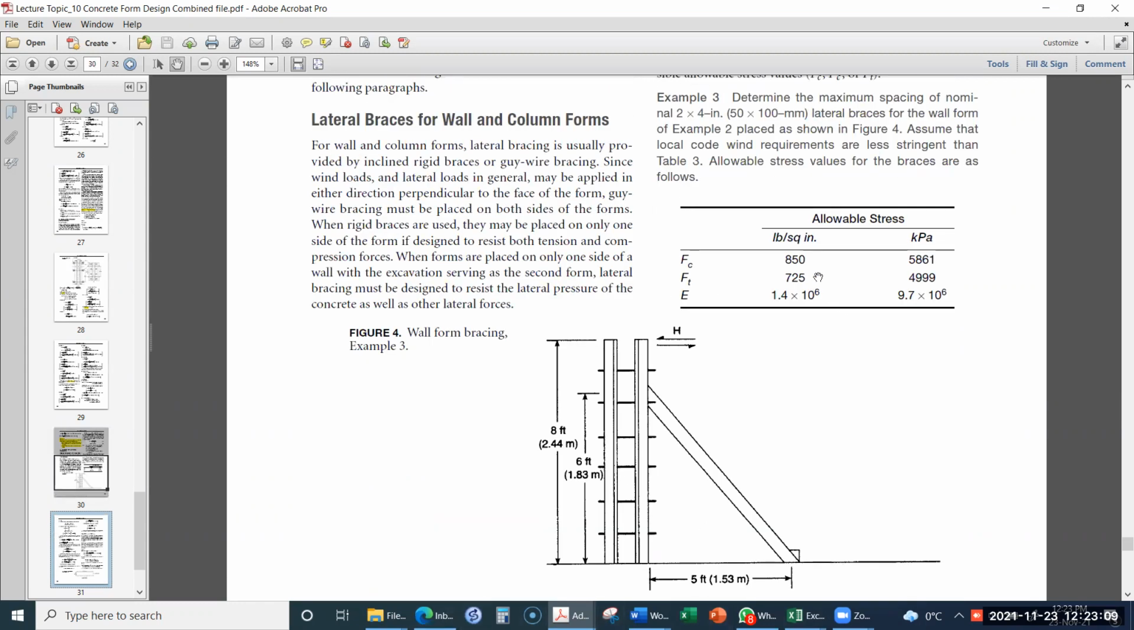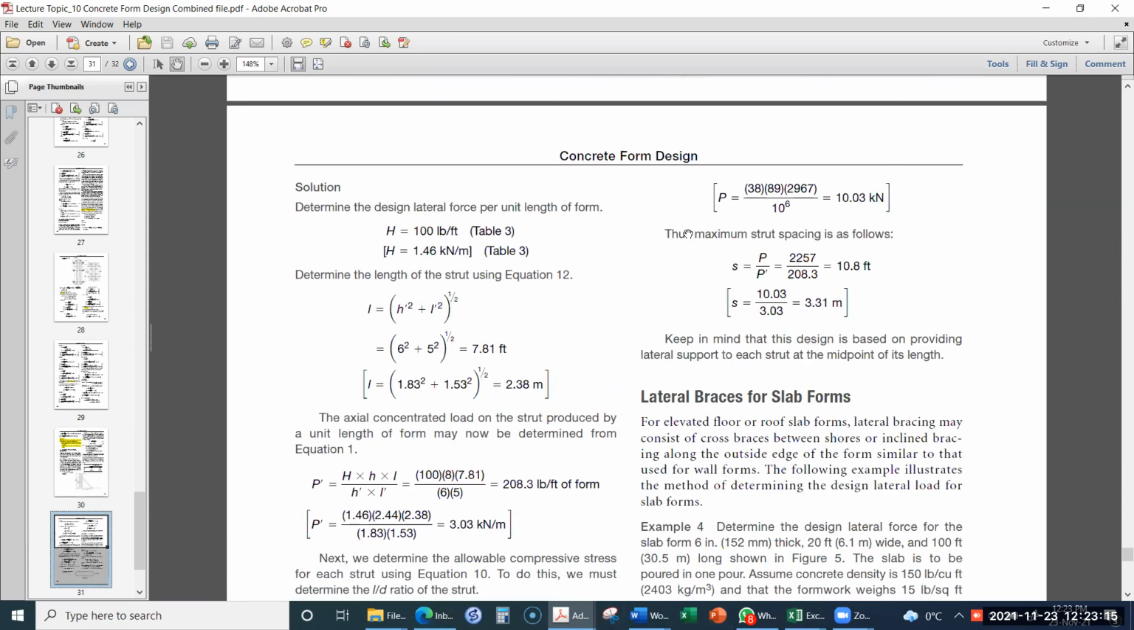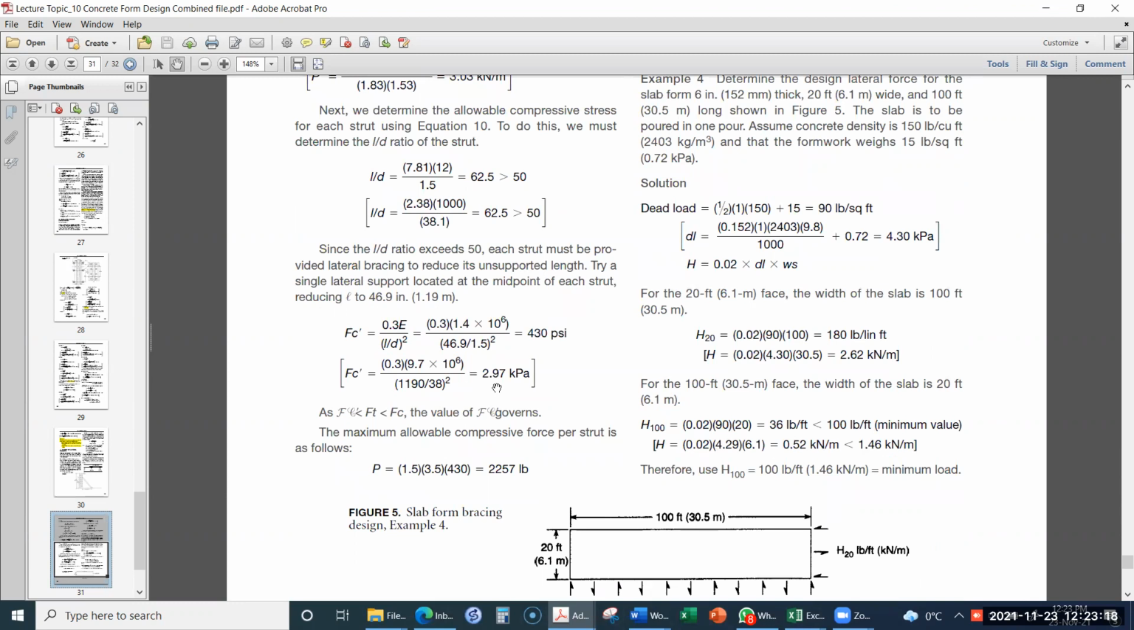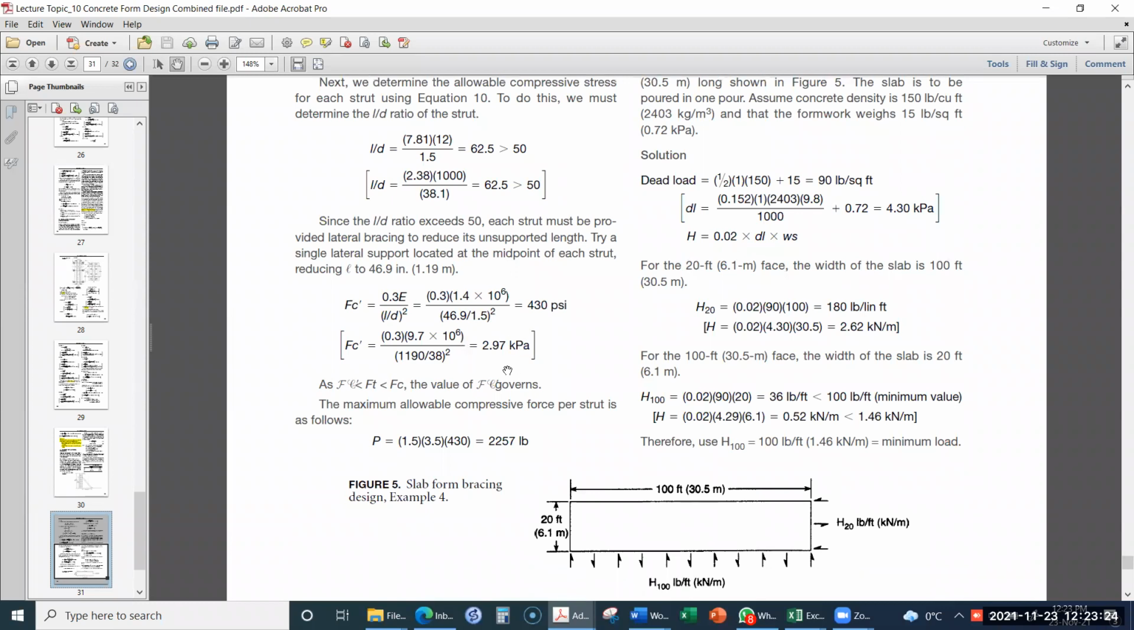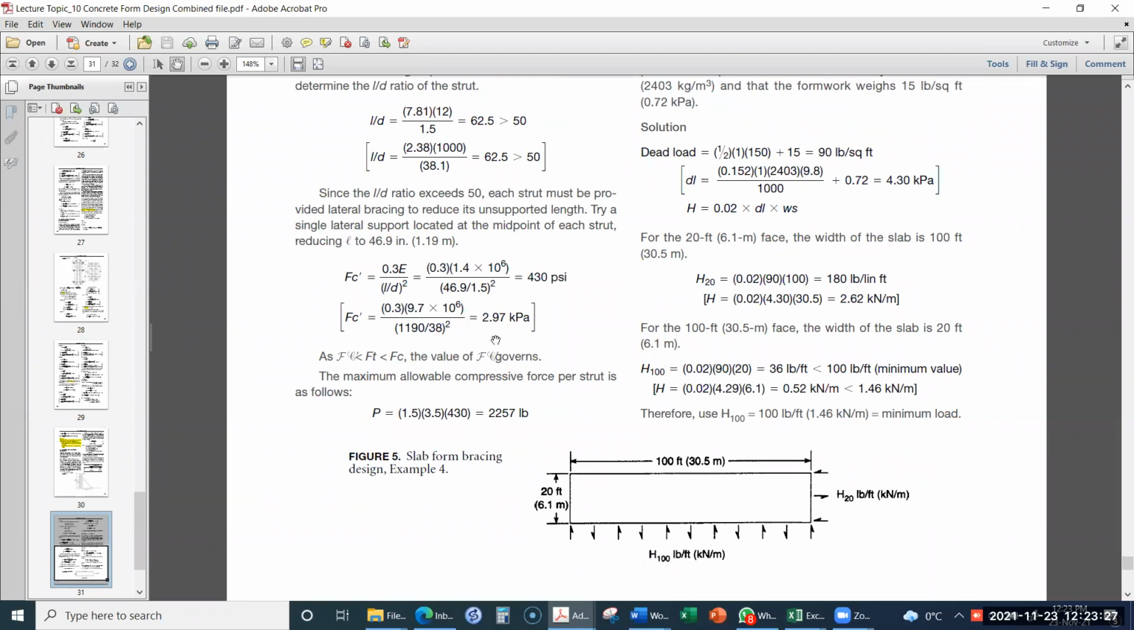So this 2.97 kilopascal value is fine. It is less than FC. It is less than FT. Okay, this is okay. This means that this 2.97 kilopascal value is the controlling value over here. So this FC prime is less than FT, which is less than FC. So this FC prime governs. This actually should be read as FC prime, but it looks like it is written as something else. So the maximum allowable compressive force per strut is then as follows.